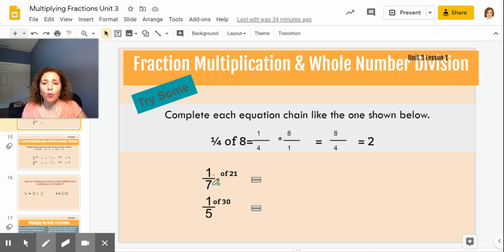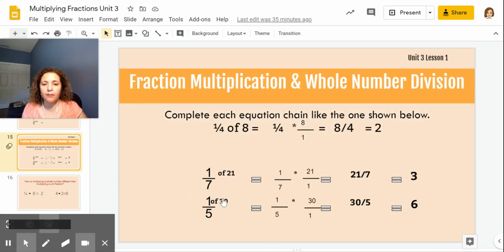So you try 1/7 of 21 and 1/5 of 30. Write those down and then come back to me. All right, so 1/7 of 21 is the same thing as 1/7 times 21 over 1. Numerator times numerator. 1 times 21 is 21. Denominator times denominator. 7 times 1 is 7. 21 divided by 7 is 3. 1/5 of 30 is equal to 6. As you can see, I rewrote it. 1/5 times 30 over 1 gives you 30 over 5, which is 6.